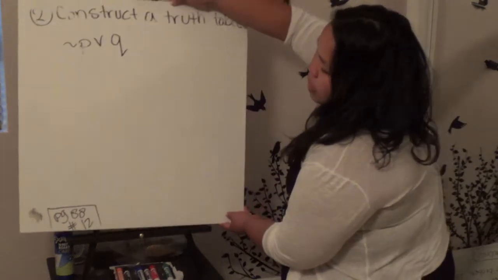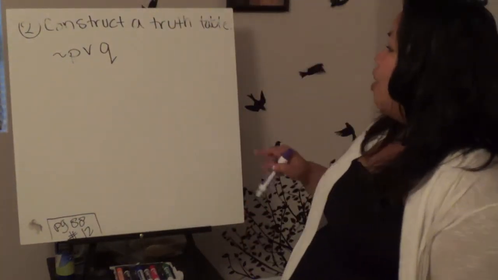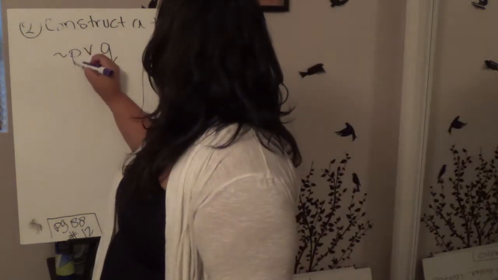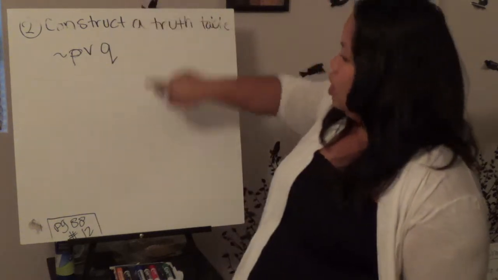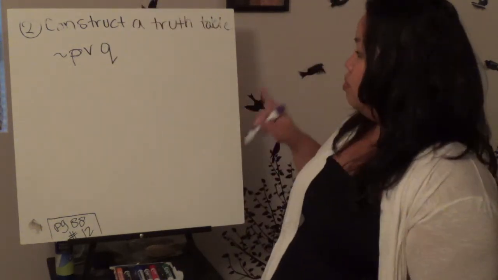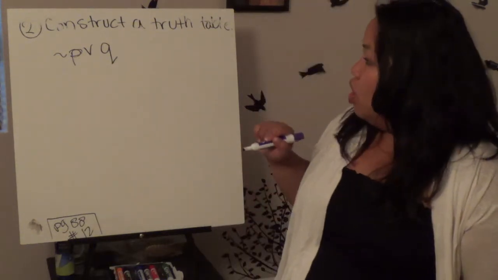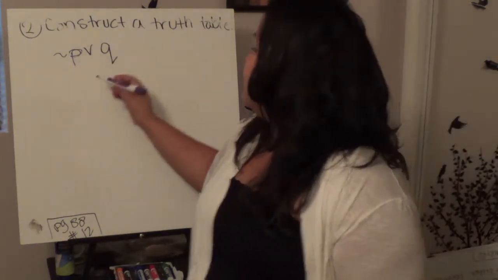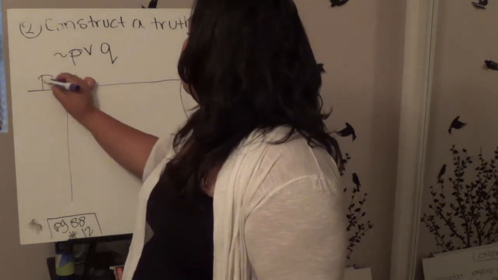Our final example is constructing our own truth table. And for this table, we have not P and Q. Sorry, not P or Q, because it's an upside down arrow pointing down. So how many statements do we have here? We have statement P and statement Q. So let's start with that.